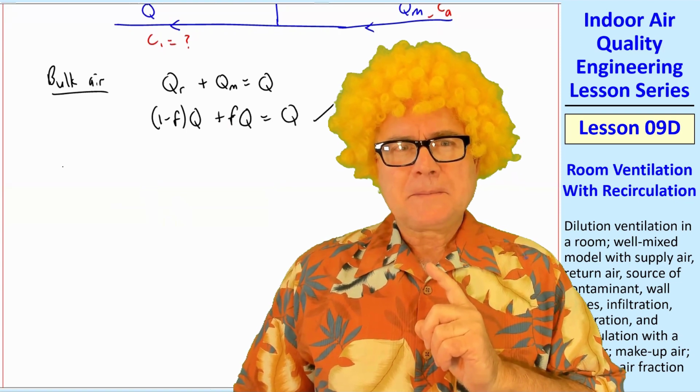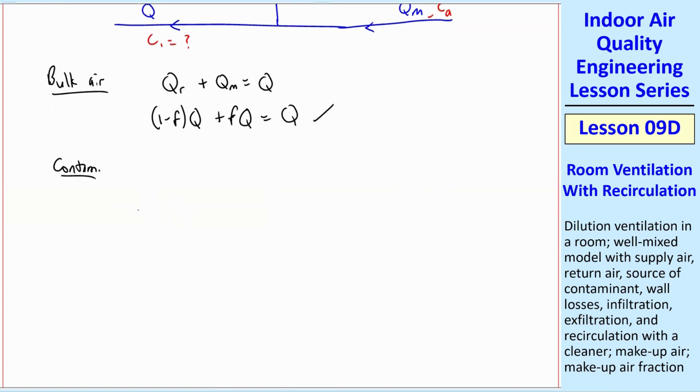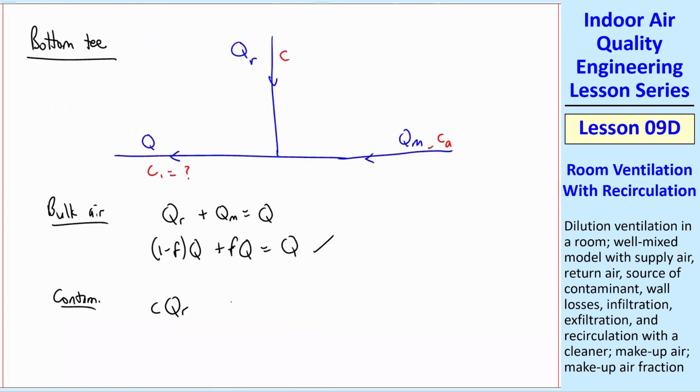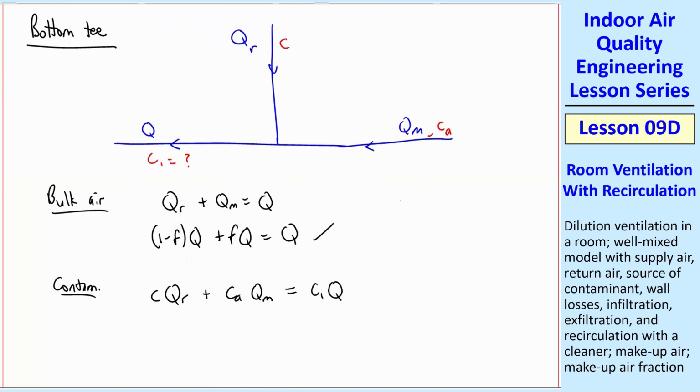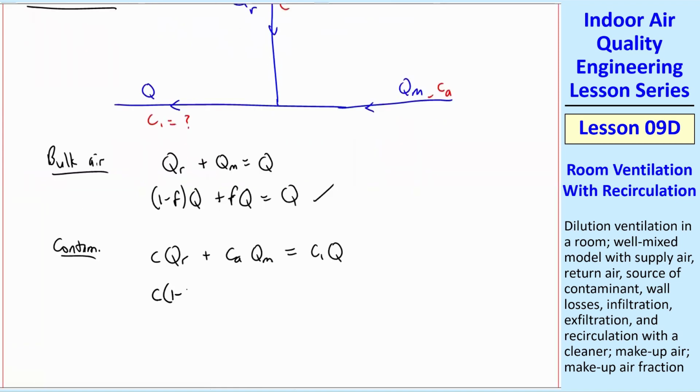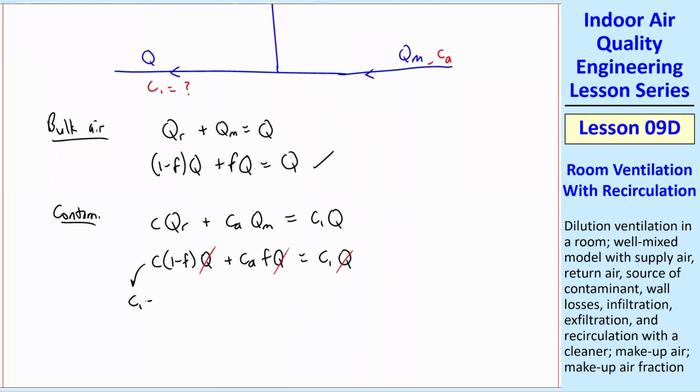Thank you, sir. And then if we do the contaminant mass balance, we have CQR coming from the top plus CAQM coming from the right equal C1Q. And now we should be able to solve for C1. C times 1 minus F times Q plus CA times FQ equal C1Q. The Q's cancel. C1 is equal to C times 1 minus F plus CA times F.